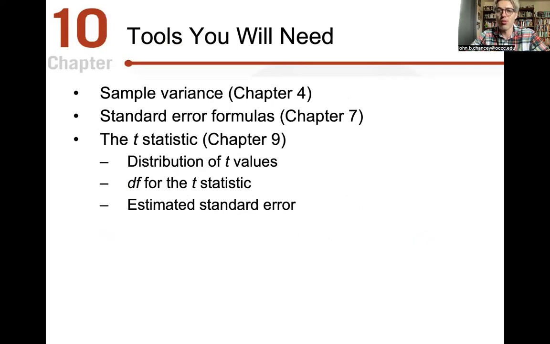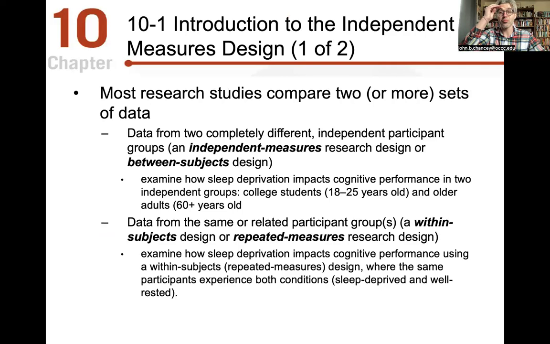So some things you're going to be using from previous chapters: sample variance from chapter 4, standard error formulas from chapter 7, and then obviously we're talking about t statistic, a new type of t statistic or a different way of conceptualizing it. So we're going to be dropping back into chapter 9: t distribution values. So you're going to be using that t chart, degrees of freedom for the t statistic, and then also your estimated standard error, so that denominator of the t equation.